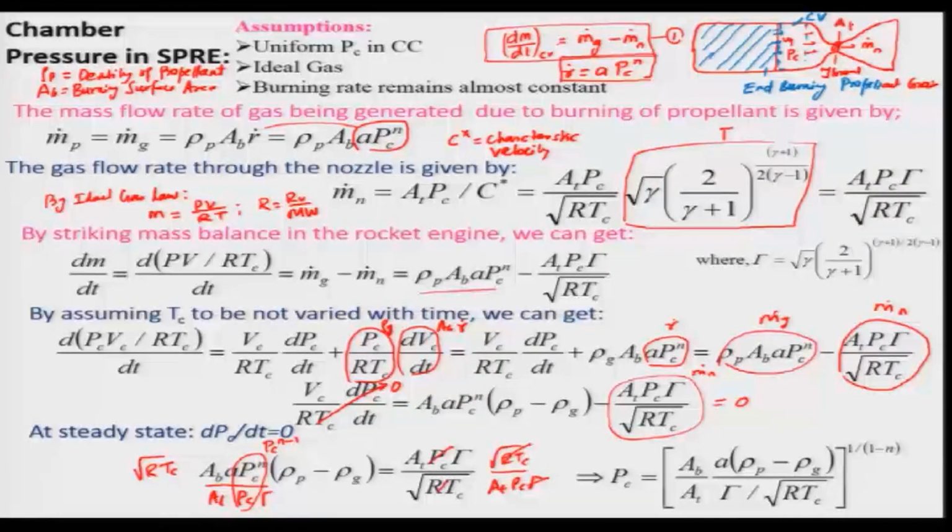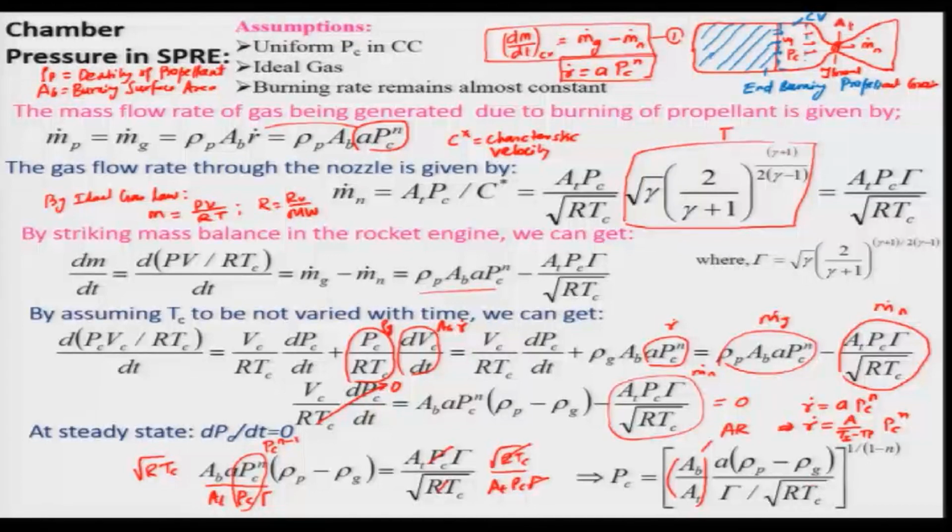So you can see that P_C is a function of this, which is known as the area ratio, and it is a function of a. Keep in mind that r dot is equal to a P_C to the power n, which is nothing but a by T_I minus T_P, P_C to the power n. This is your r dot. Therefore, it is also a function of T_P, the propellant grain temperature, and of the chamber temperature, or the combustion chamber temperature.